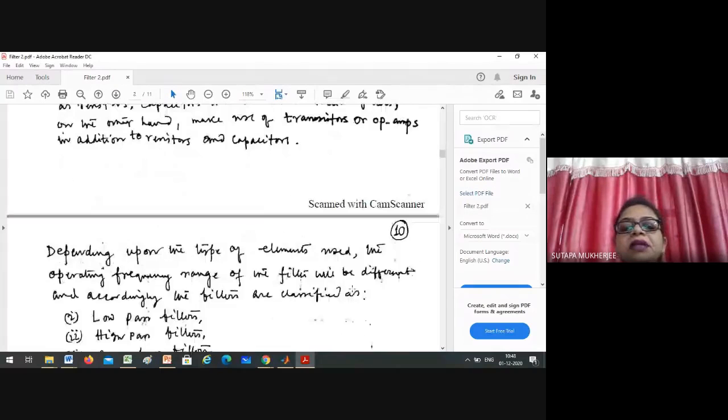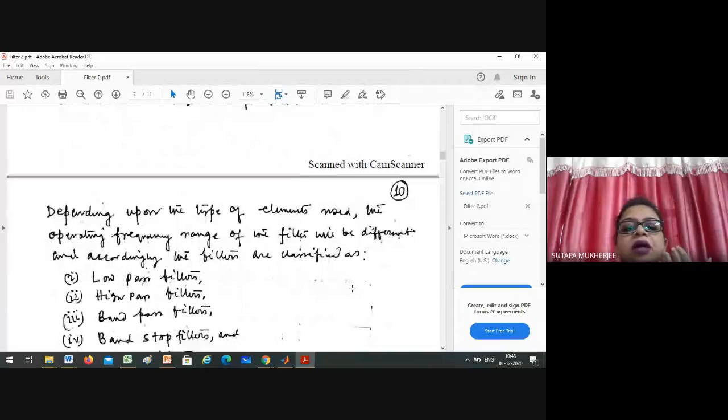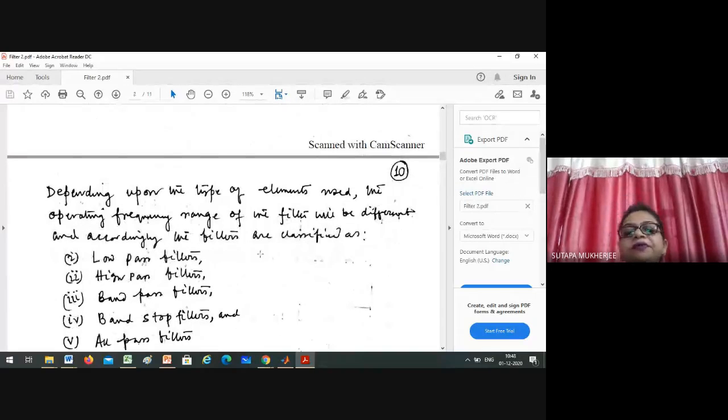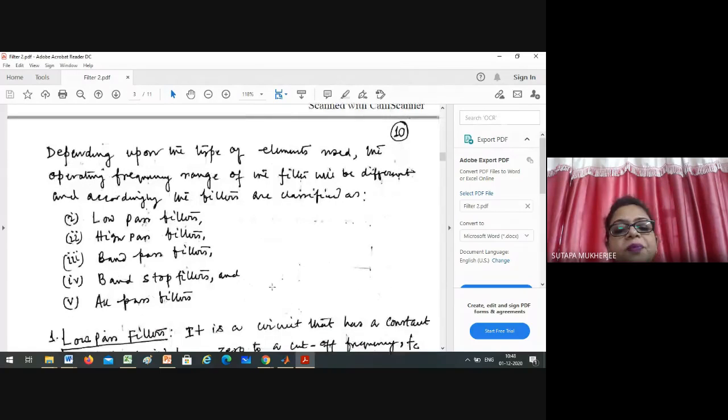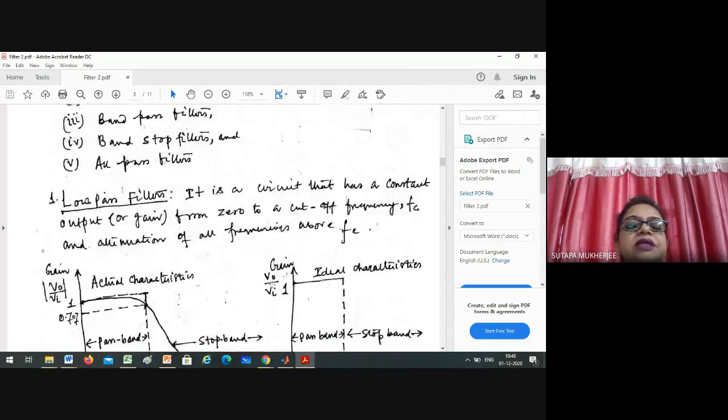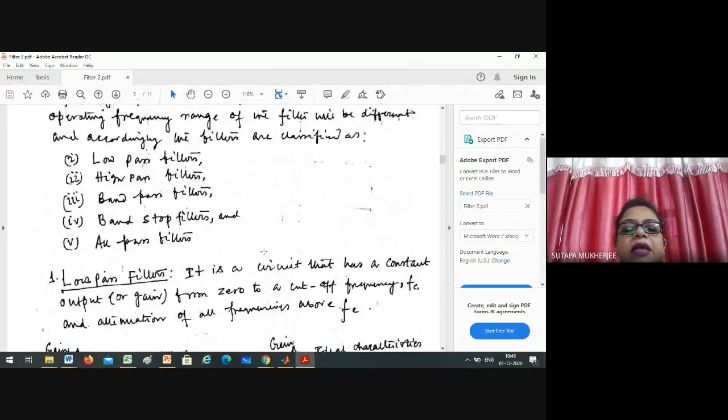Now, depending upon the types of elements, the operating frequency range of the filter will be different. On the basis of what it lets pass and what it blocks, filters are classified as low pass, high pass, band stop filter and all pass filter. So what is your idea regarding low pass filter? Anybody can tell me what is your idea regarding low pass filter?